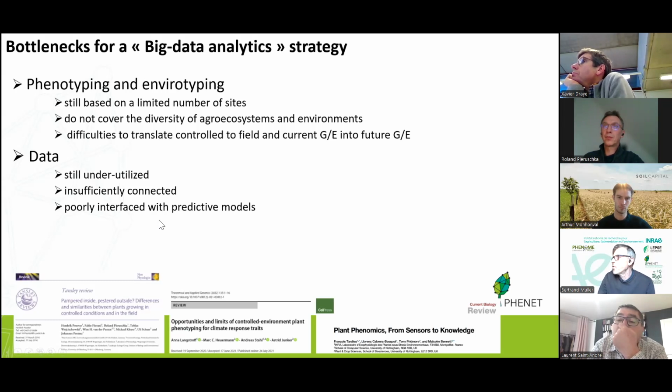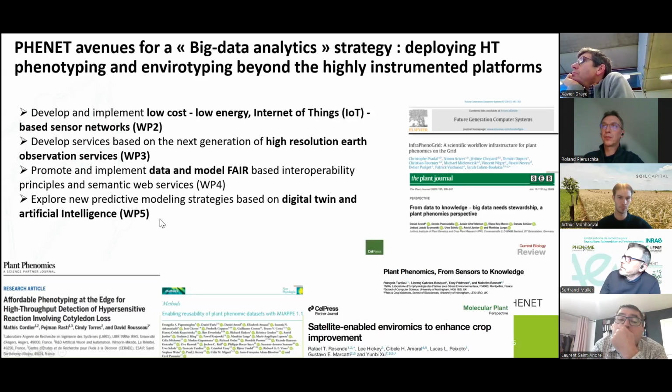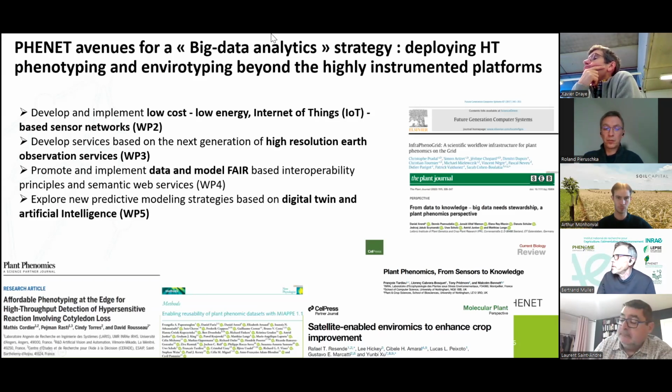So how do we move on based on this analysis? PHENET stands exactly on this analysis, in order to develop a big data analytics strategy. We aim at deploying and developing high throughput phenotyping and environmental typing beyond the highly instrumented platforms. And we do that through a series of technical work packages.